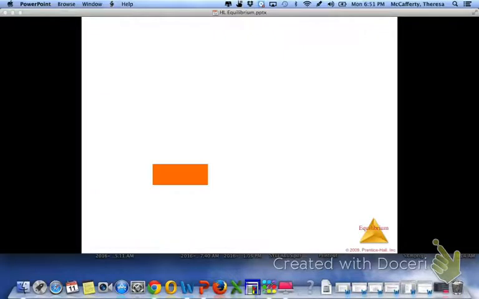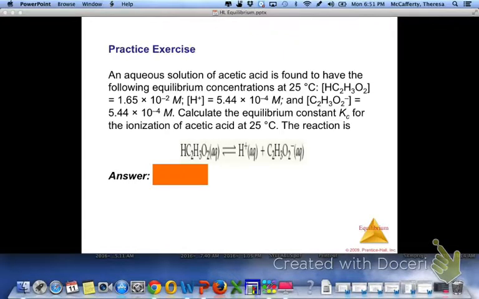All right, let's look at another problem. Here I've got an aqueous solution of acetic acid found to have the following equilibrium concentrations at 25 degrees Celsius. Calculate the equilibrium constant Kc for the ionization of acetic acid at 25 degrees Celsius, and it gives us the reaction. Please pause the screencast and try to figure this out on your own.